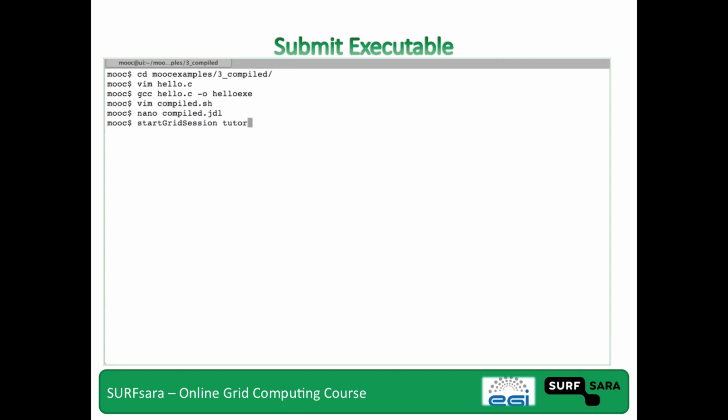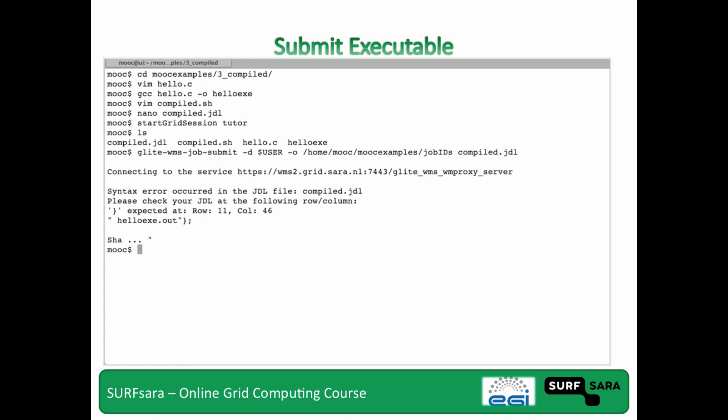We'll need to create a proxy using the start grid session, which is startgridsession.sh on your VM, and we can submit a job. Again, the -d is just the delegation ID, and if you use the start grid session script, it will always be your user name on the machine that you're currently using. And we specify, using the -o flag, the file that will save the identifiers of the job.